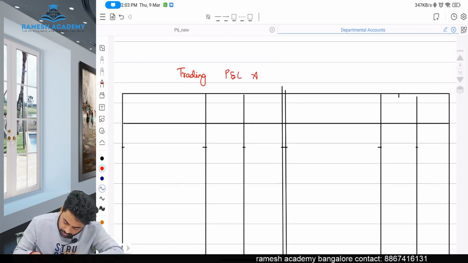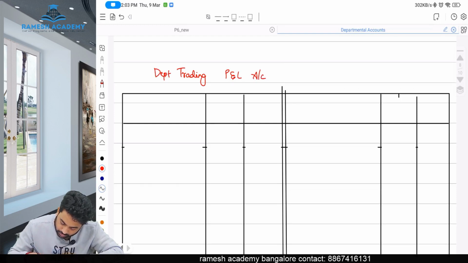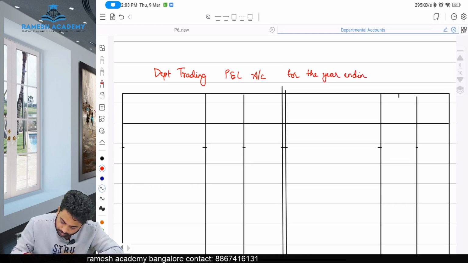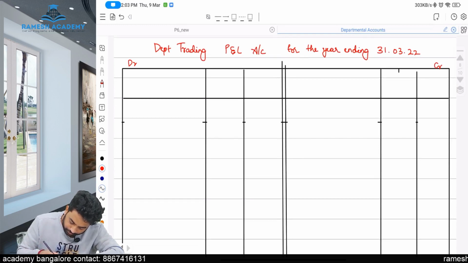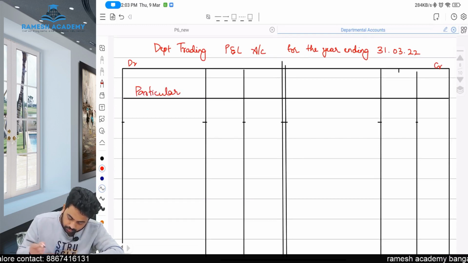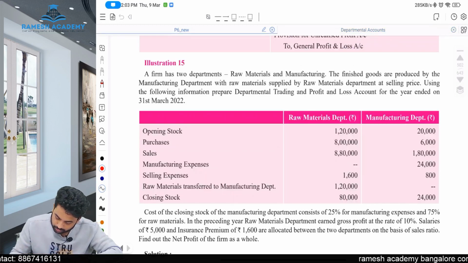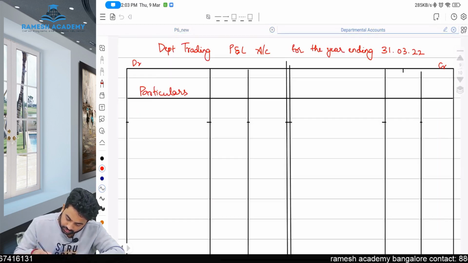Trading P&L account, departmental trading P&L account for the year ending 31/3/22. Debit, credit, particulars. There are two departments, right? There are two departments, raw material department and manufacturing department.